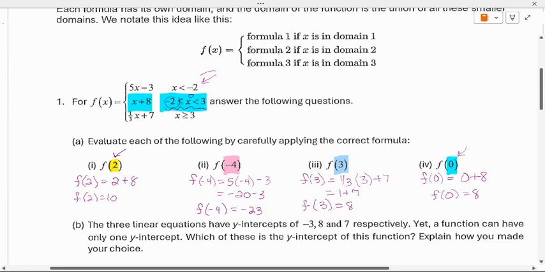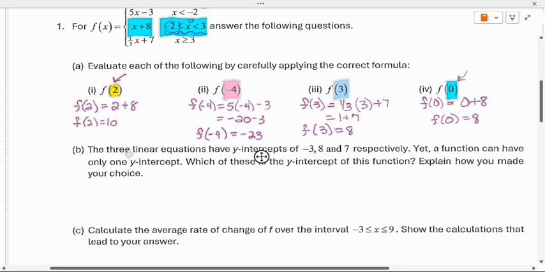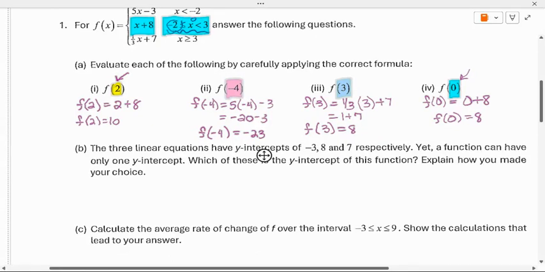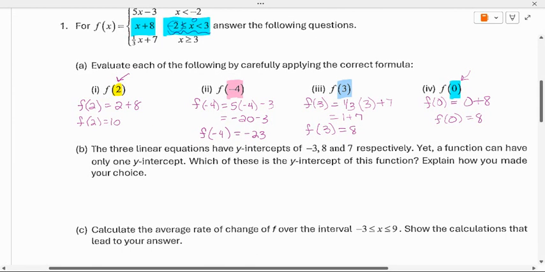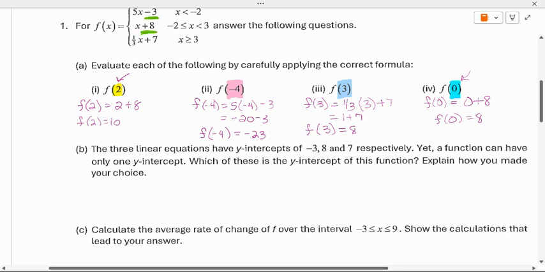All right, so now we're going to look at the y-intercepts. It says the three linear equations have y-intercepts of negative 3, 8, and 7 respectively. And we know that from the functions. This is your y-intercept, y equals mx plus b. So this has a y-intercept of negative 3, this has a y-intercept of positive 8, and this has a y-intercept of positive 7. Yet a function can have only one y-intercept.